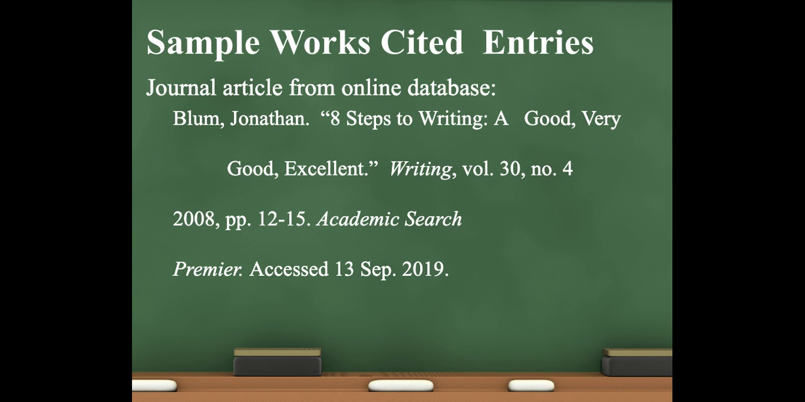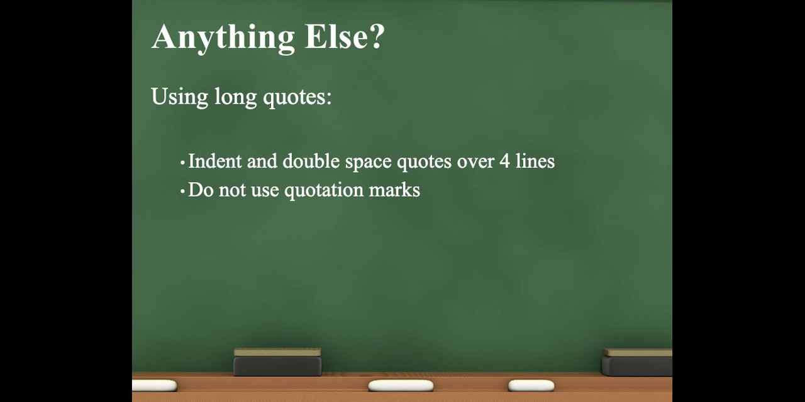A couple other works cited entries, sample ones. So for a journal article from an online database, you do it this way with Palm, Jonathan, and please make sure here again you have it indented with double spacing. Anything else, for example, using long quotes, make sure you indent and double space quotes over 4 lines, and do not use quotation marks. That's a big thing.